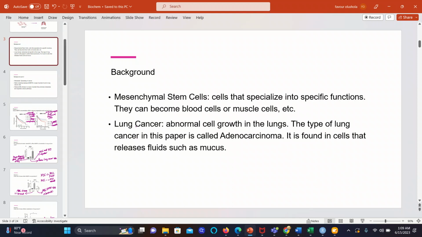We also have lung cancer, which is the abnormal cell growth in the lungs. And the type of lung cancer we are going to be looking at in this paper is known as adenocarcinoma, and it is found in cells that can make and release fluids such as mucus in the lungs.